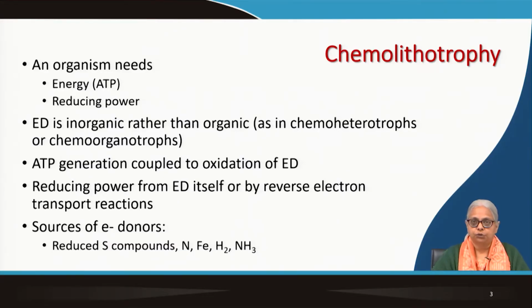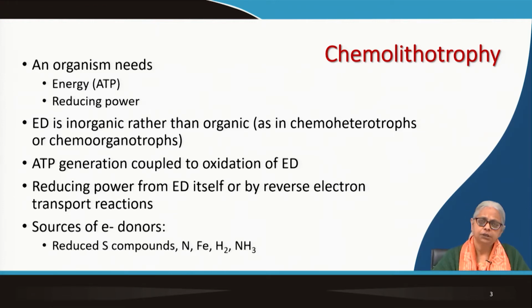So what is chemolithotrophy? Any organism needs two things. It needs ATP, which is the chemical energy, and it needs reducing power. So this has to be obtained by coupling certain oxidation reactions with other reduction reactions. The coupling of the electron donors and electron acceptors is how the organism derives its energy as well as reducing power. ED stands for electron donor. It can be inorganic rather than organic. You can have organic chemoheterotrophs or chemoorganotrophs, or you can have chemoautotrophs as well.